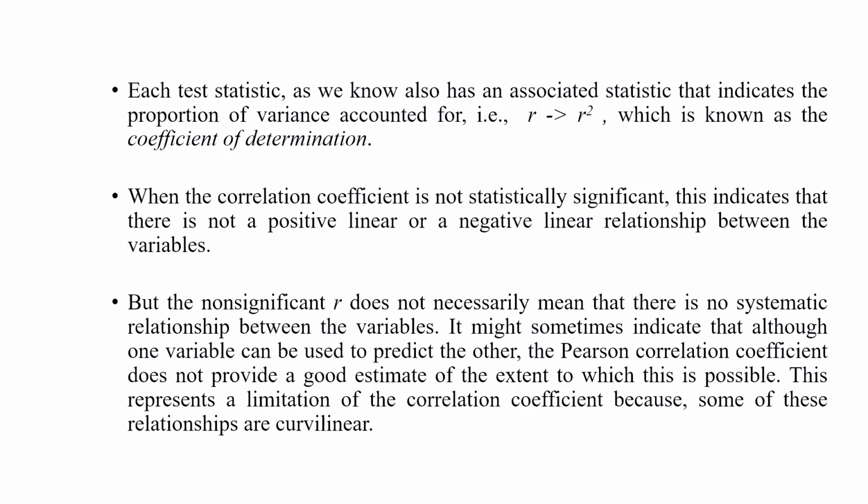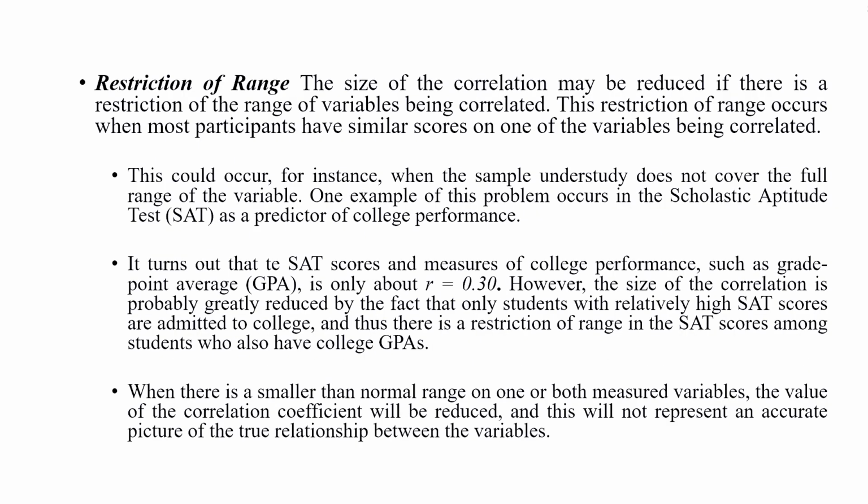Okay, so if the relationship is not significant, it does not say that there is no relation, but the strength is not there, the effect size is much smaller. This again represents a limitation of the correlation coefficient, because it is very common in curvilinear relationships. So other statistics are followed there.